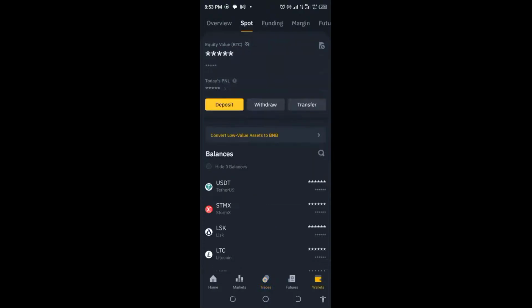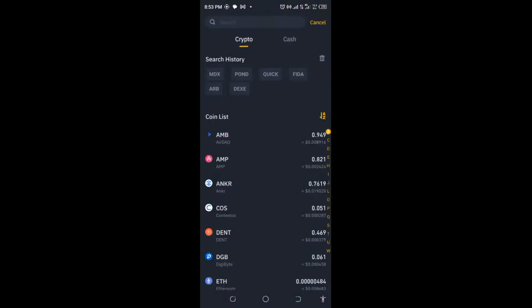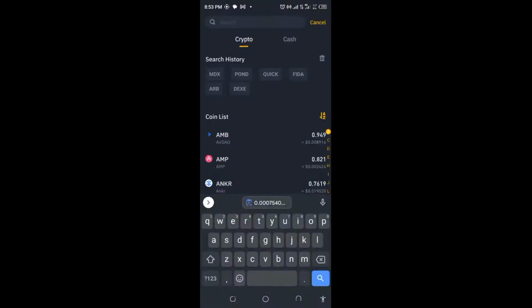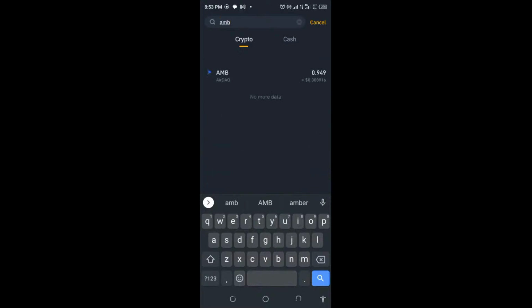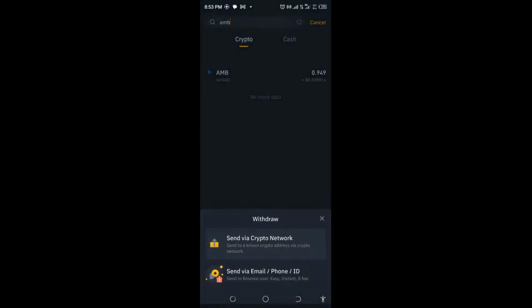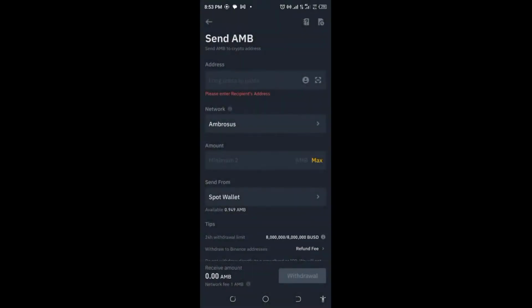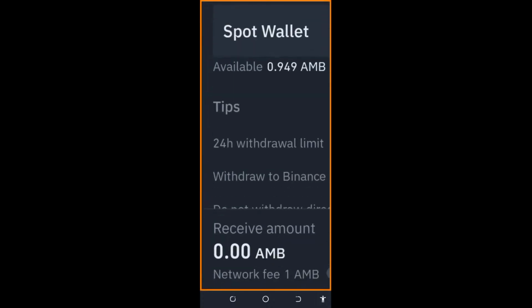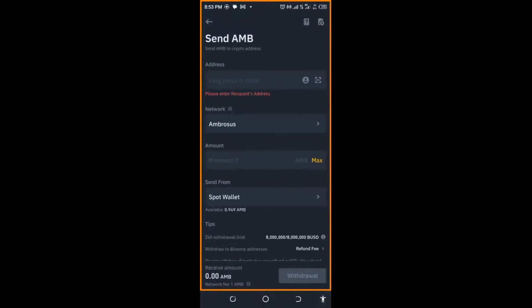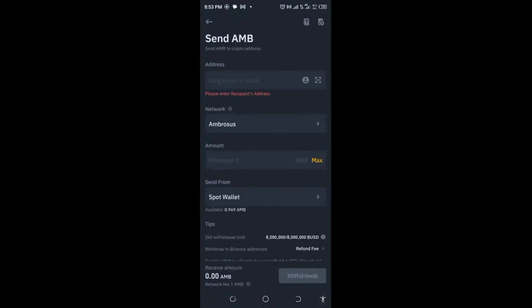So let's first of all go and check how much we are going to withdraw. Okay, so let's see how much we are going to be able to withdraw. So we're going to put that AMB in there, and we'll see. What is this? What is the network? Okay, it's Ambrosus, and it's one AMB. Okay, so one AMB is not that much.